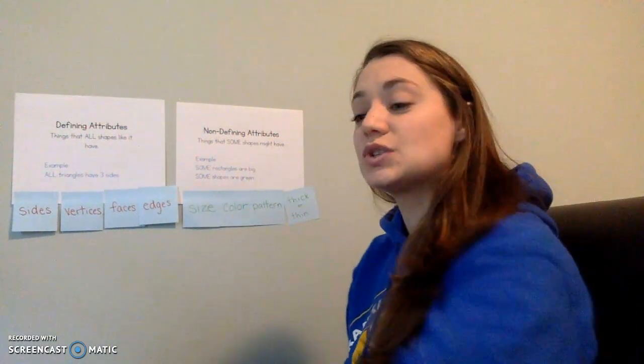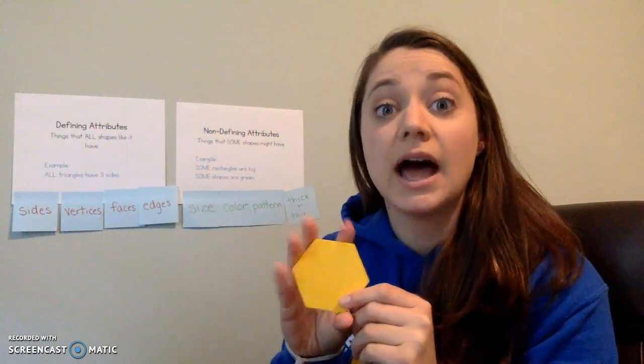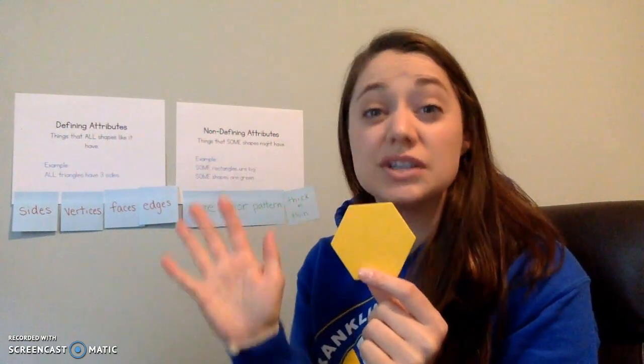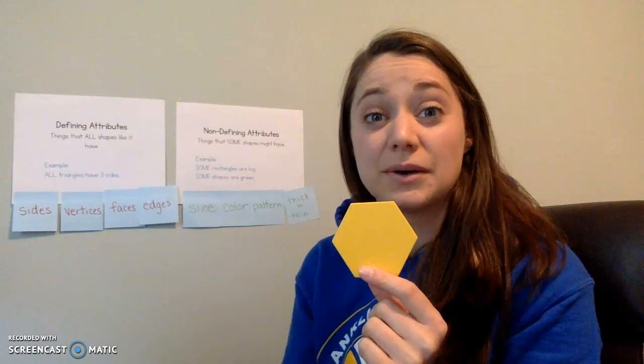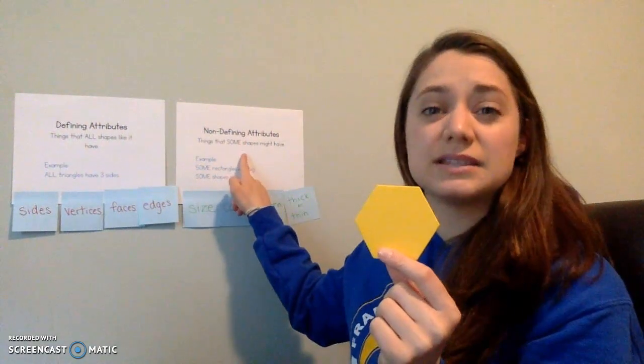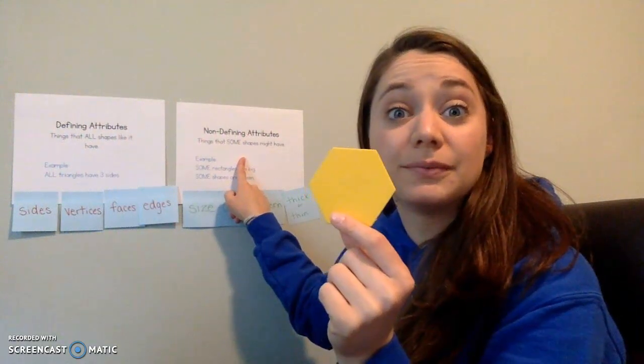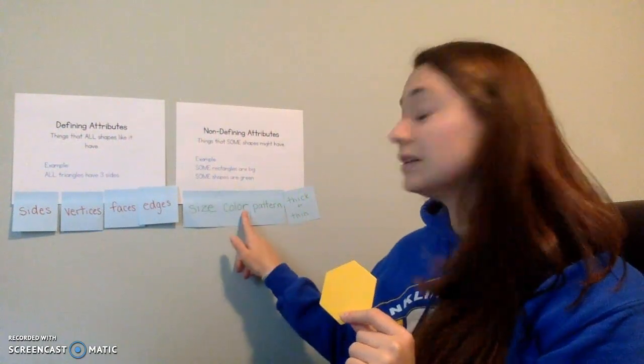So let's start with this hexagon. If I wanted to talk about a defining attribute, something that it has to be a hexagon, I might say it has 6 sides. 1, 2, 3, 4, 5, 6. Okay, so all hexagons have to have 6 sides. They all do. That is what makes them a hexagon, okay? But something non-defining about this hexagon might be that it's yellow, okay? So I'm talking about its color there.